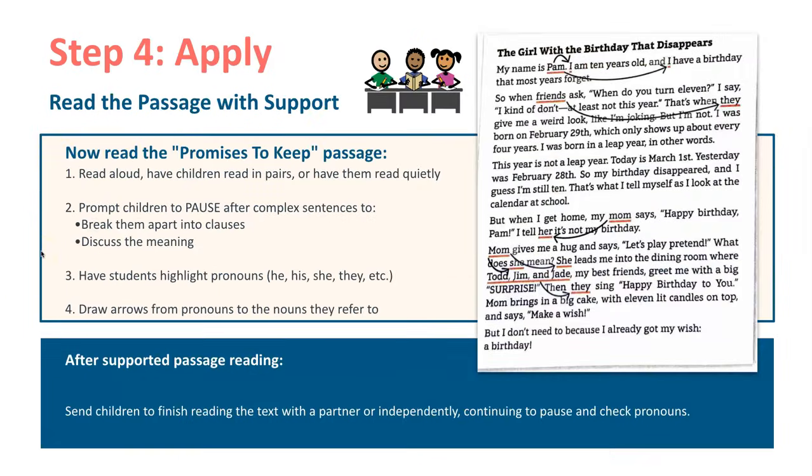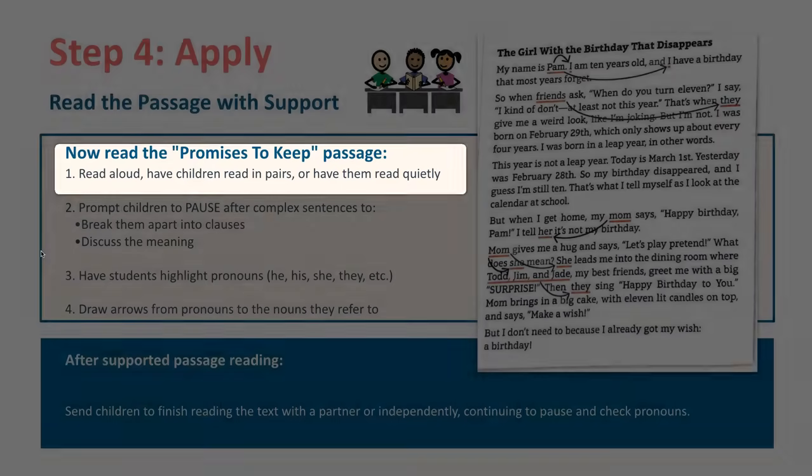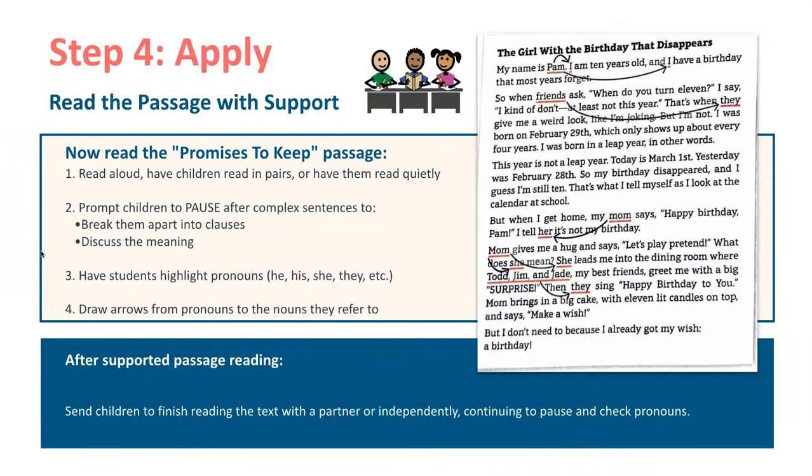And finally, our 4th step is apply. Now we read the passage we've been practicing with. You can read the passage aloud and have the children read in pairs or have them read quietly.